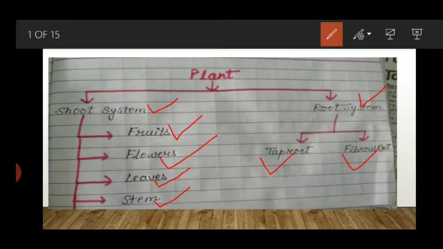Now dear students, we will learn more about taproot, fibrous root, and other different parts of the plants in detail. Now let's move.